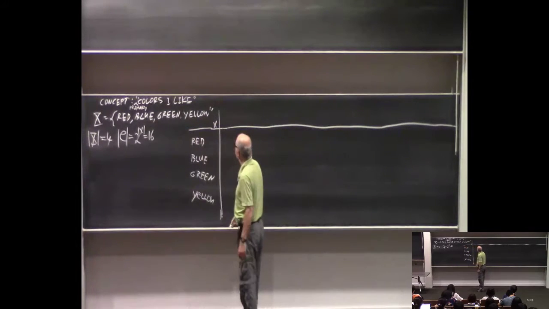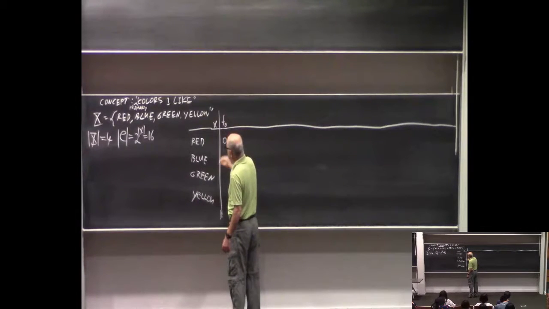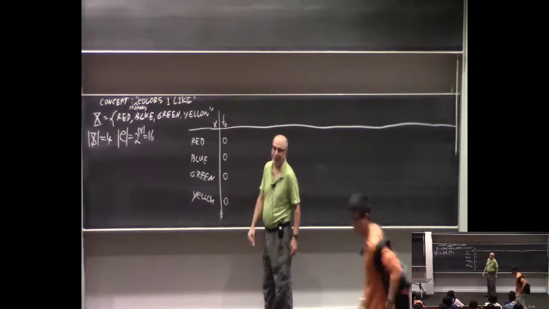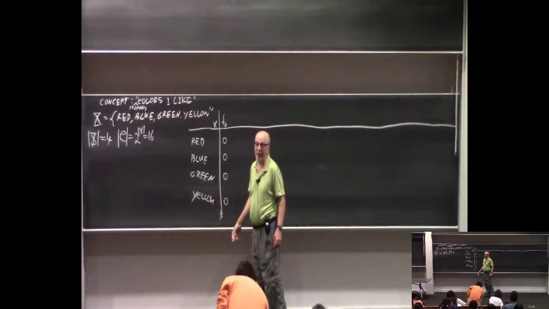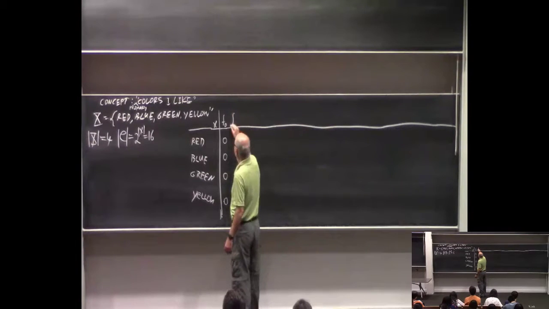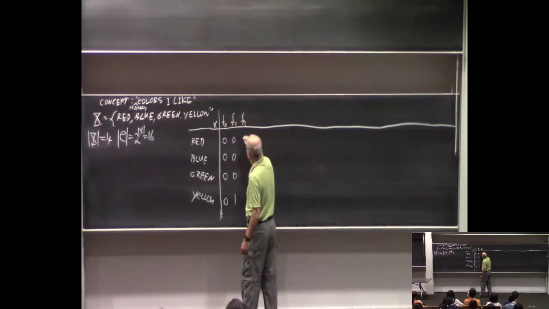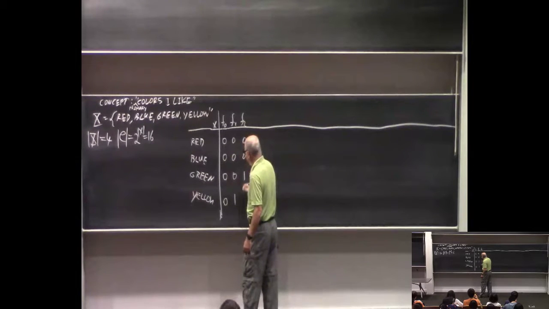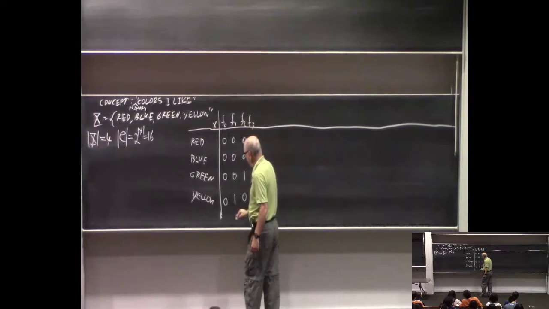So one function, which I'll call f sub 0, says I don't like red, I don't like blue, I don't like green, I don't like yellow. That's one function, that's one concept, one potential answer. I'll do another one, f sub 1: I only like yellow. And then this one, I only like green. And this one, I like both yellow and green, but none of the others.